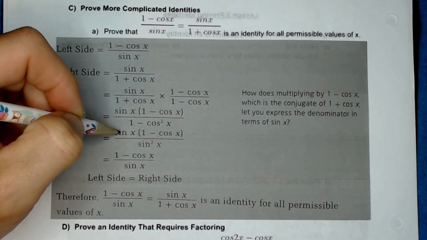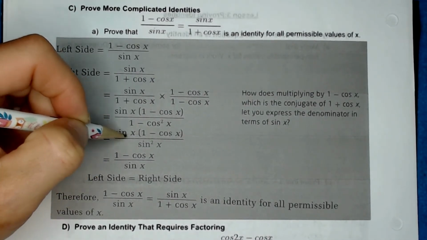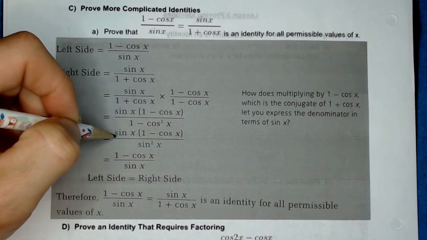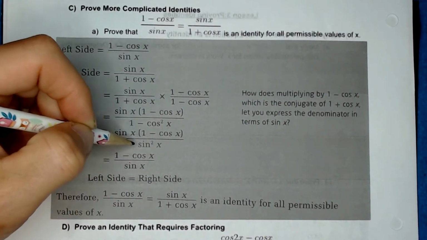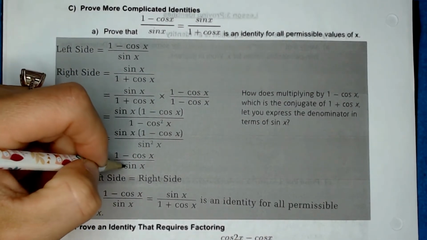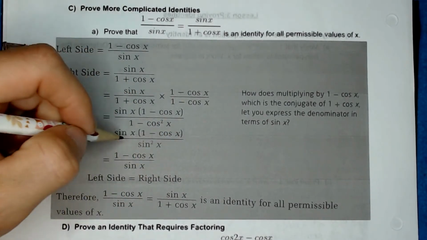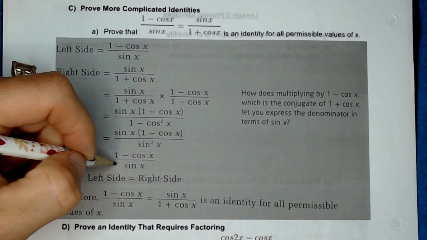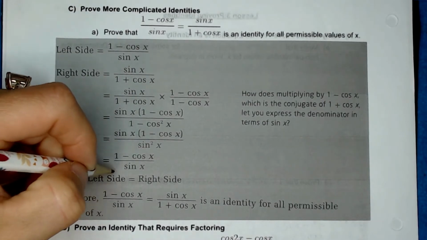And then we will just keep it simple. So we'll cancel out the sine here. Sine divided by sine, we're just left with 1 sine x. And then on the top, 1 minus cos x. And therefore, we have proved this formula.